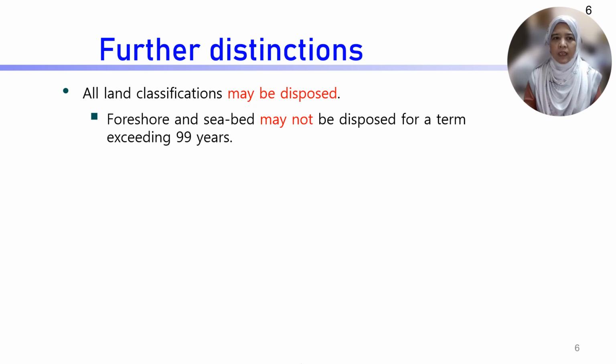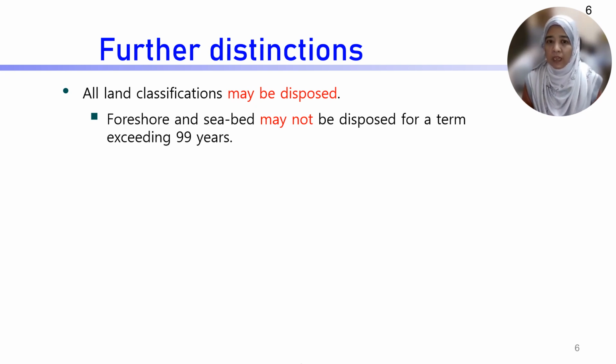So we know that by disposal, the end result will be land title, but by non-alienation, we have permits, a license, and also we have reserve, right? So it says that all land classifications may be disposed. It doesn't matter whether it's land above the shoreline, which contains the three types just now, the town land, village land, or country land. Itu semua can be disposed. But foreshore and seabed also can be disposed.